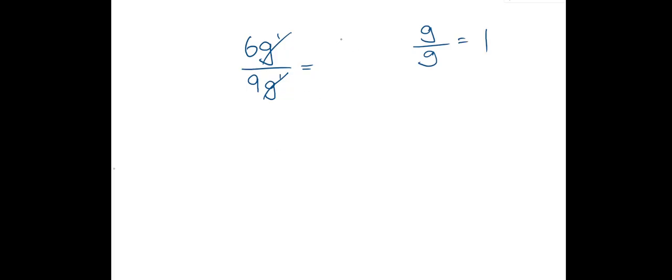And we're going to be left with 6 over 9. Now, does that cancel anymore? Yeah, it does. They're all multiples of 3. So 2 times 3 over 3 times 3. They're going to cancel, and we're going to be left with 2 over 3. And that's as simple as it gets for that one. Moving on.